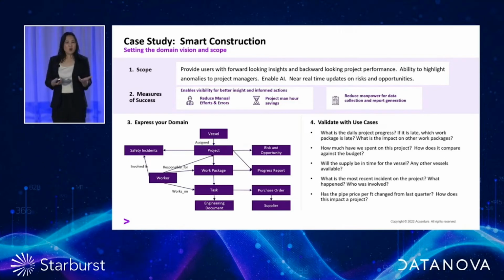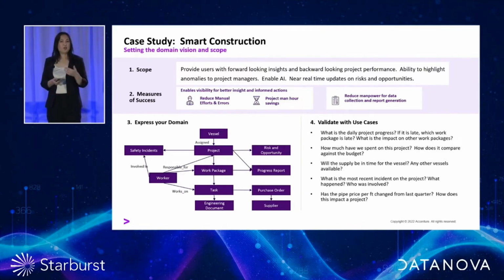So with that scope in mind, what are our measures of success? And our measures are really around, again, being able to see right away and have that predictive nature to look back in the past. I want to be able to reduce the manual efforts and errors. So I should be able to measure that. I want to be able to reduce project man hours. I could have savings from that. Again, something that's measurable in terms of the outcome.